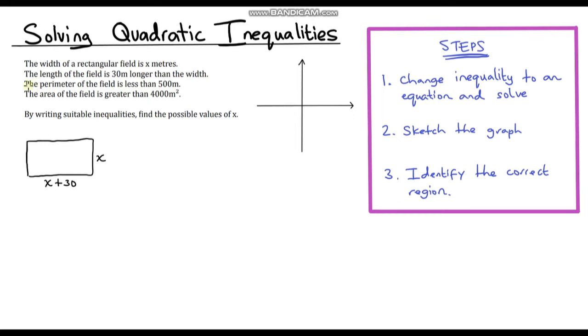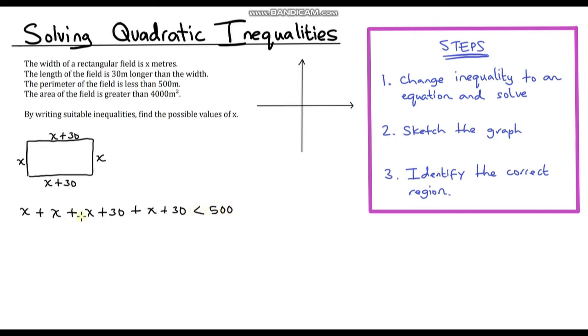And now the third line says the perimeter of the rectangular field is less than 500 meters. So let's first of all write down an expression for the perimeter. So we know that this is x and this is x plus 30. So the perimeter is going to be x, let's write this down here, x plus x plus 30 plus another x plus 30. And we know that the perimeter of the field is less than 500 meters. So that's going to be less than 500.